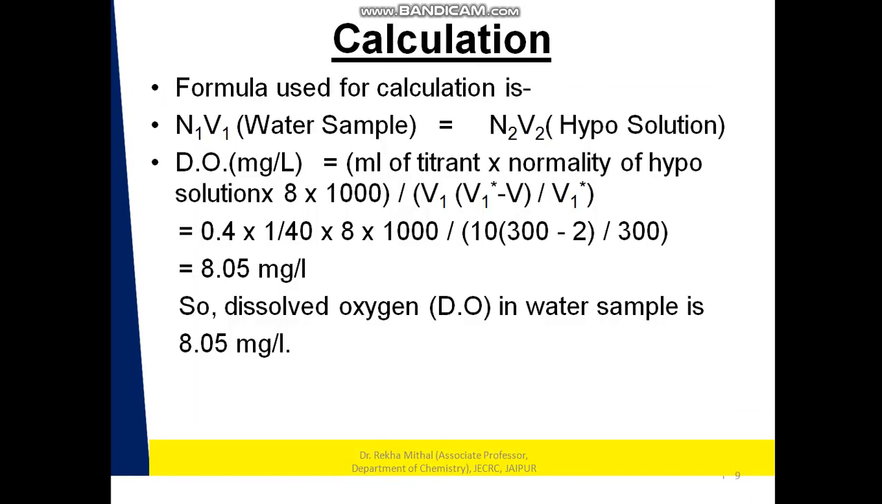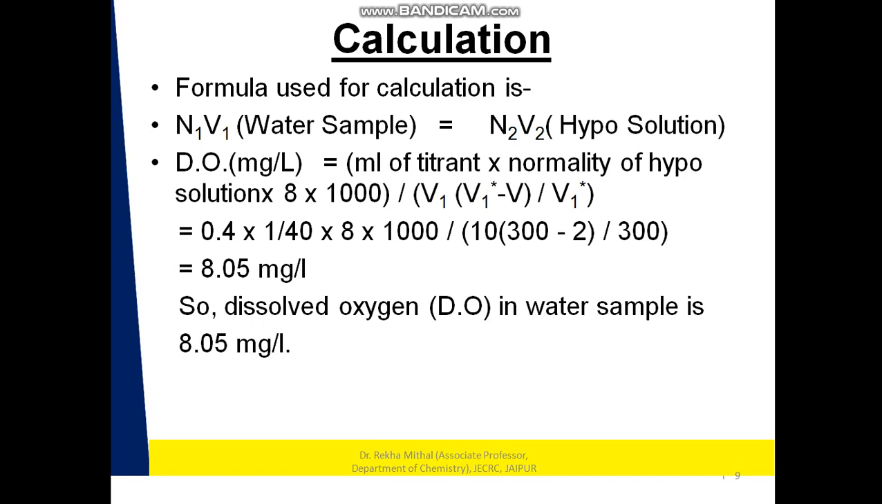Now the calculation. The formula used for the calculation is N1V1 equals N2V2, N1V1 of the water sample and N2V2 of the hypo solution. This is the normal equation. Now our formula is DO, that is dissolved oxygen, equals ml of titrant into normality of hypo solution into 8 into 1000 upon V1 into (V1 star minus V) upon V1 star.